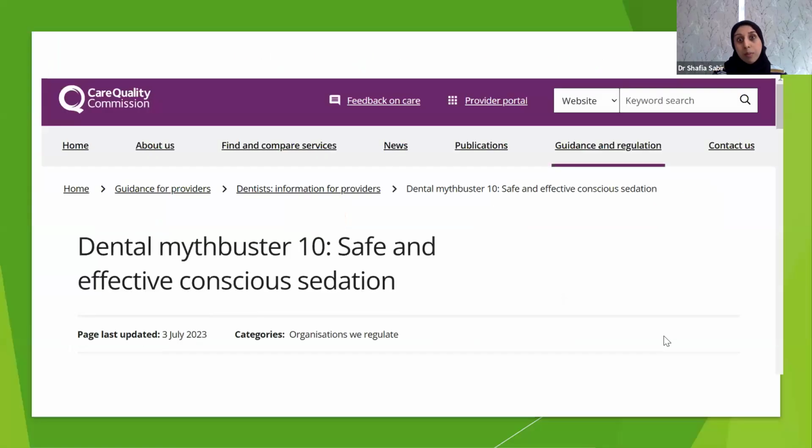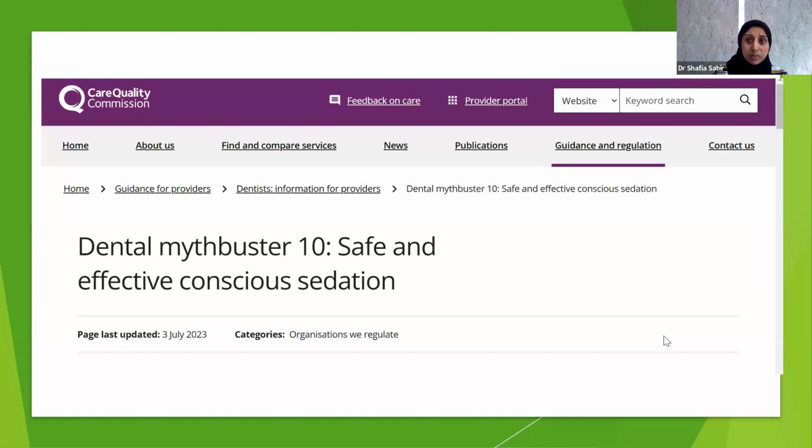So the biggest thing I'm probably asked when I approach a practice about doing dental sedation for them is, how can we be CQC compliant? And the CQC have got a great website here, and they have Mythbusters, and Mythbuster 10 is specifically to do with safe and effective conscious sedation. So you can have a read of this. It's really straightforward, but I have summarized the main points in the next few slides for you as well.